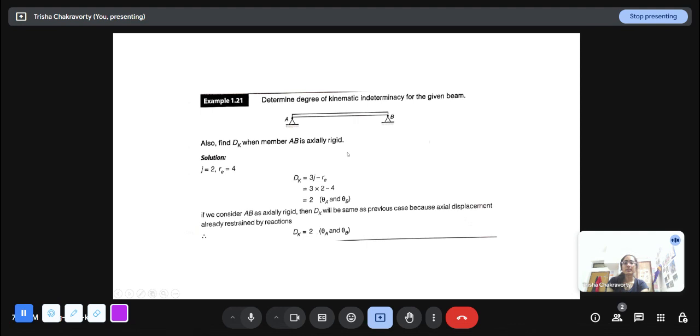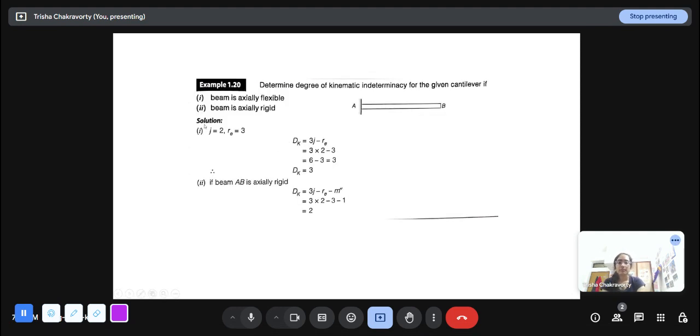This is an example. Determine the degree of kinematic indeterminacy. If the beam is actually flexible, J is 2, Re is 3, DKI is 3j minus Re, 3 into 2 minus 3, that is 3. And if AB is actually rigid, I have to subtract 1 from here, m dash, so it becomes m double dash, so it becomes 2.